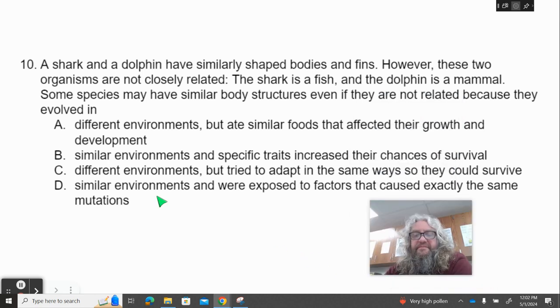Number 10, a shark and a dolphin have similarly shaped bodies and fins. However, these two organisms are not closely related. The shark is a fish, the dolphin is a mammal. Some species may have similar body structures even if they are not related because they evolved in A, different environments but ate similar foods that affected their growth and development. B, similar environments and specific traits increase their chances of survival. C, different environments but tried to adapt in the same ways so they could survive. D, similar environments and were exposed to factors that caused exactly the same mutations.